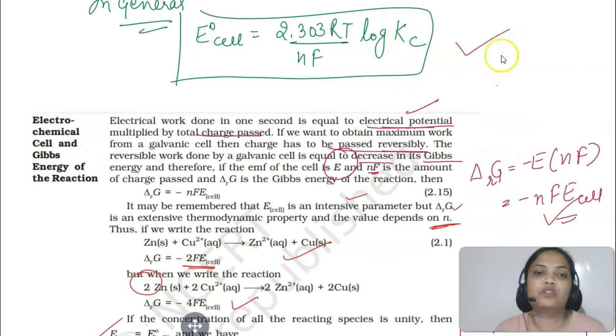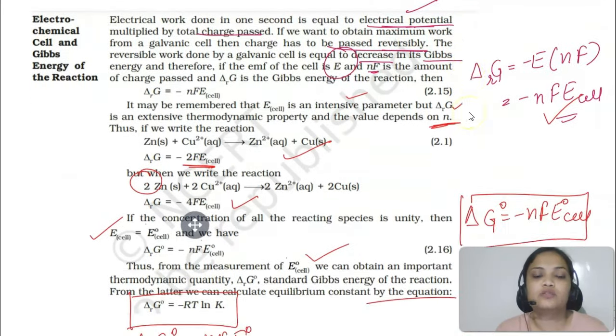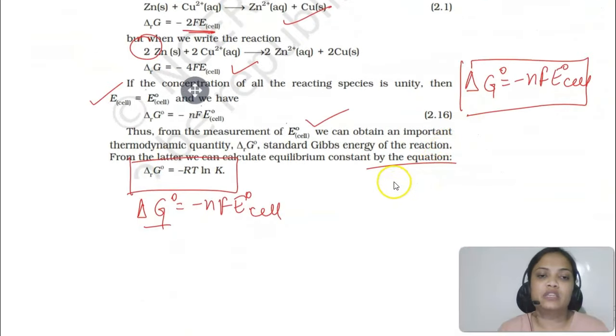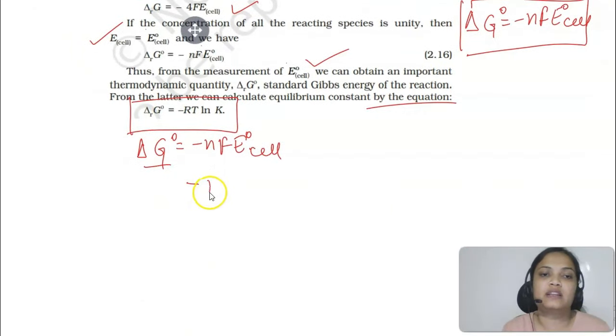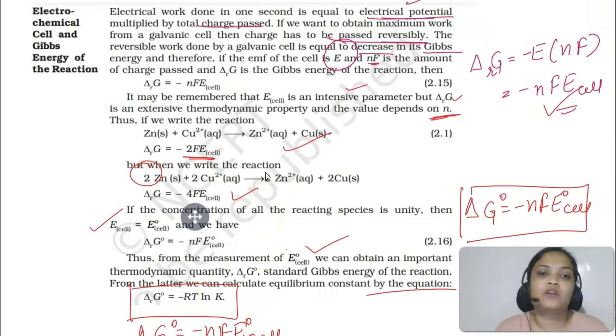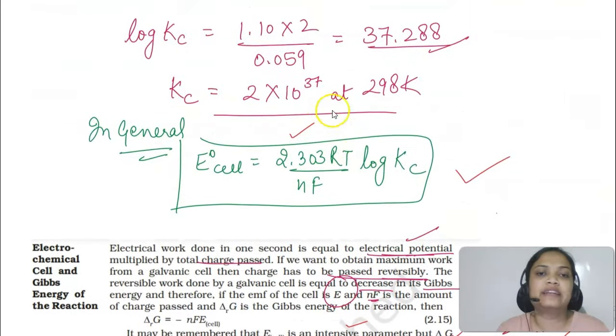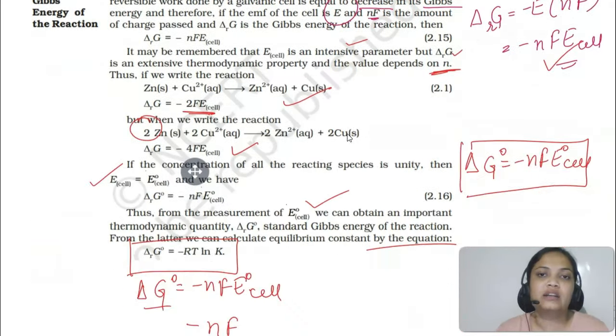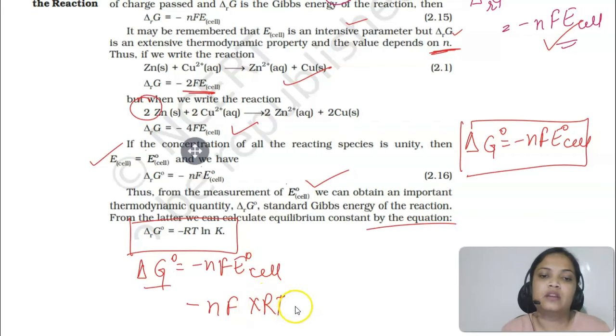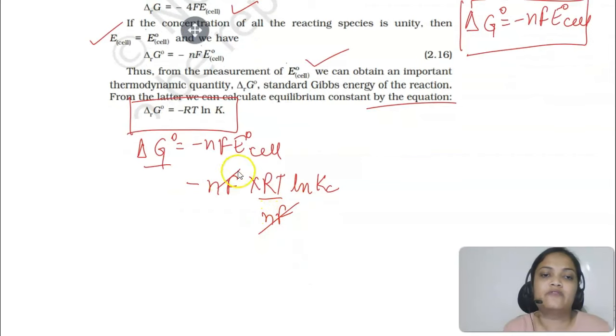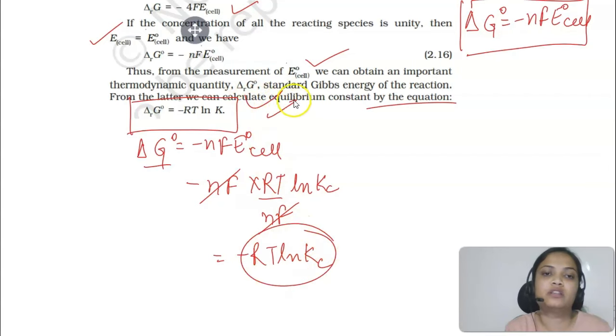From here we can put the value of E naught and multiply it. I'll show you. It's minus nF E naught cell, and can you see what the value of E naught is? It is 2.303 RT log K upon nF, or in terms of natural log, RT ln Kc upon nF. Here nF and nF will cancel and you will get minus RT log K. See, this is how we have got this equation. So please remember these equations, as they will be important in solving the numericals.